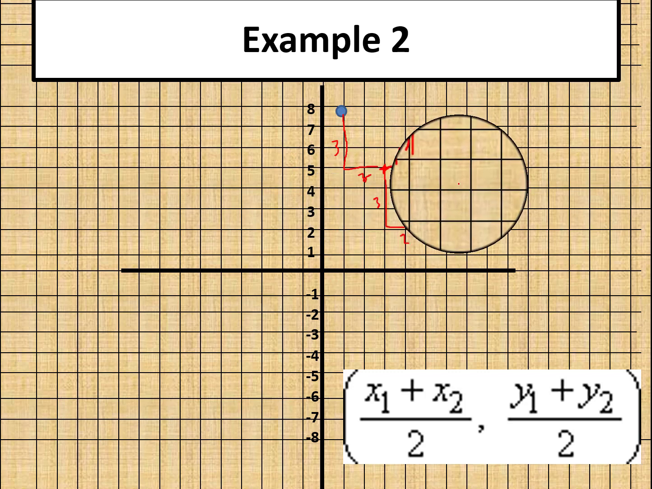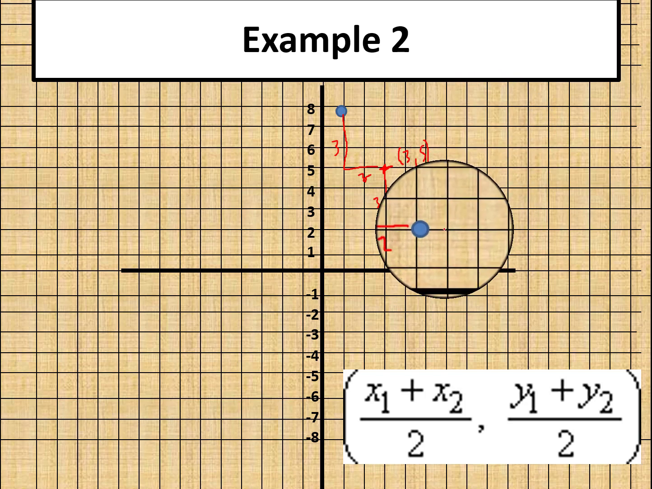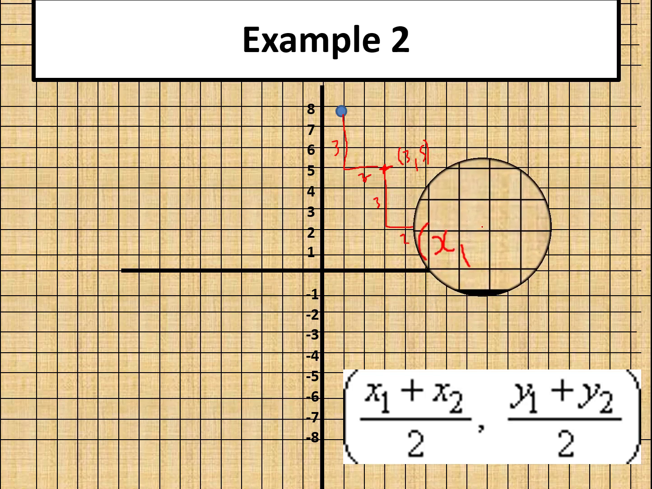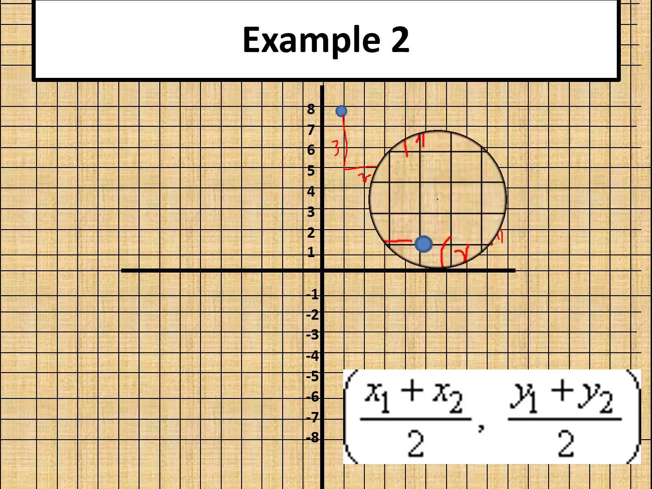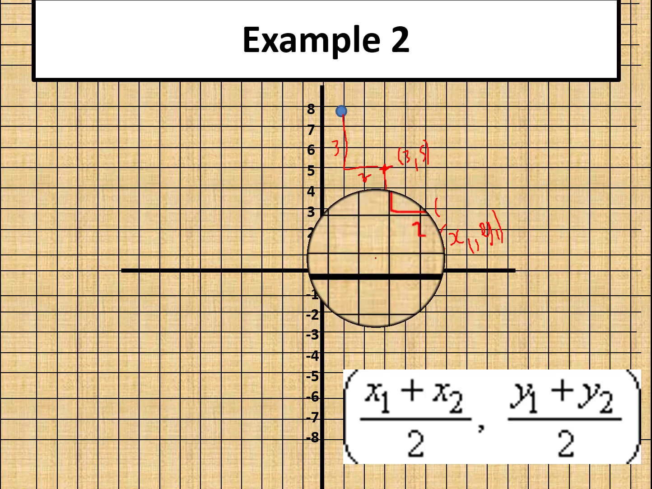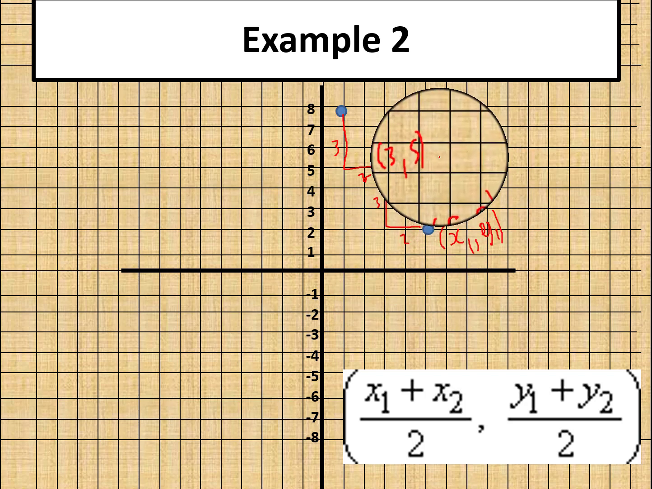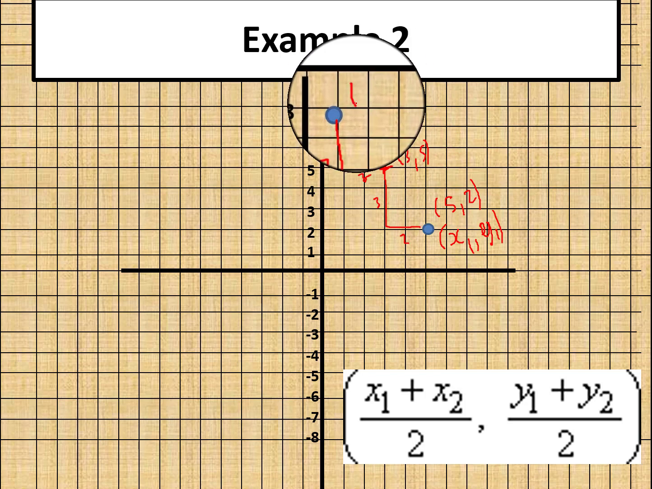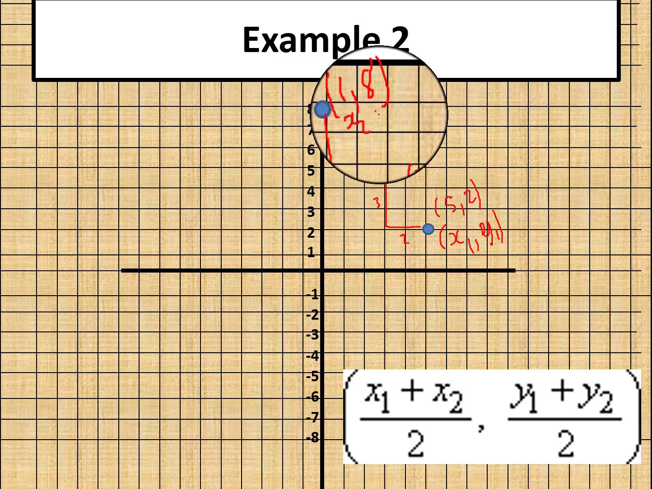I'm showing you this for understanding of another topic later. But let's just use the formula. Let's label this point x1, y1, which is 1, 2, 3, 4, 5, so (5, 2). And this coordinate is (1, 8), with that being x2, y2.